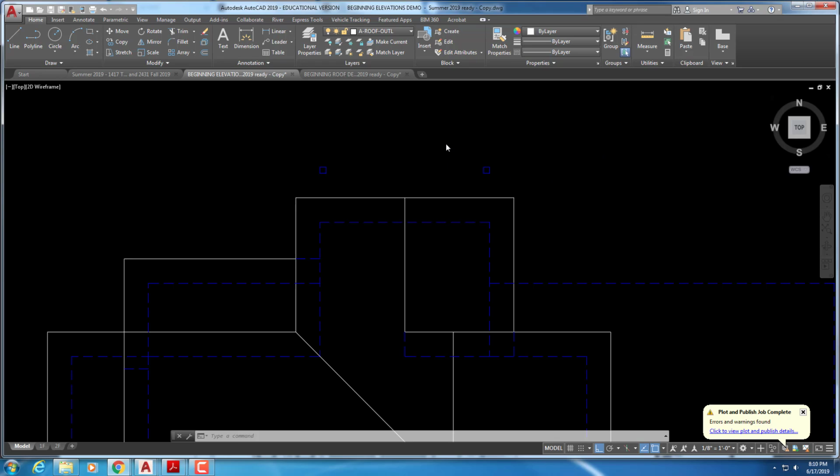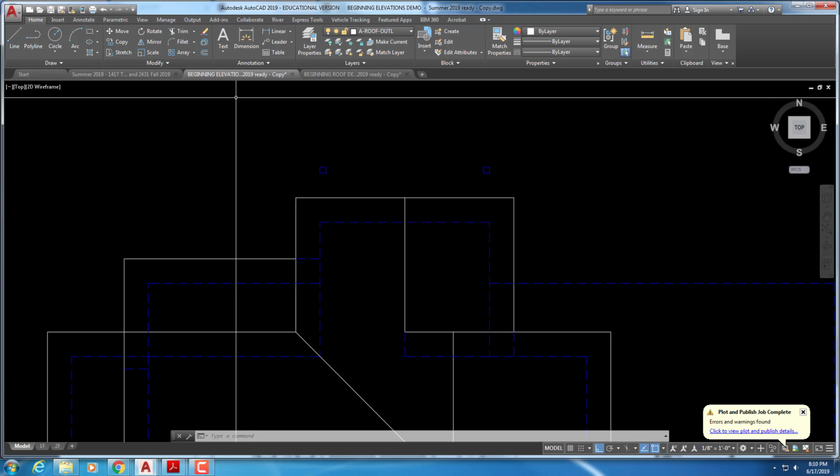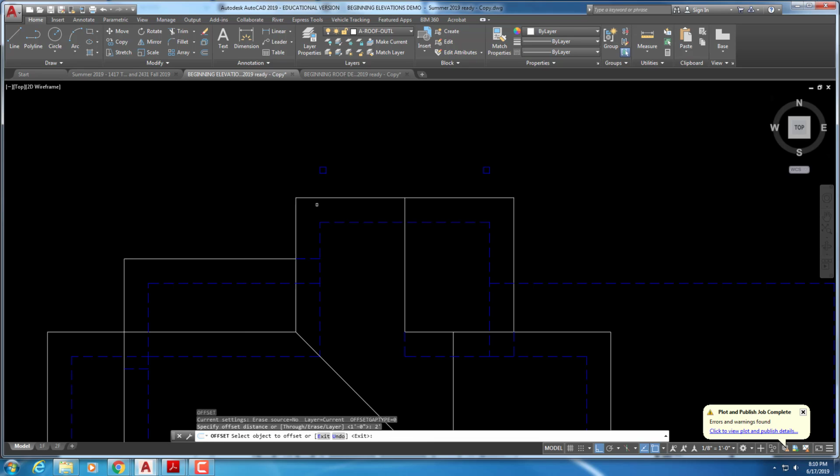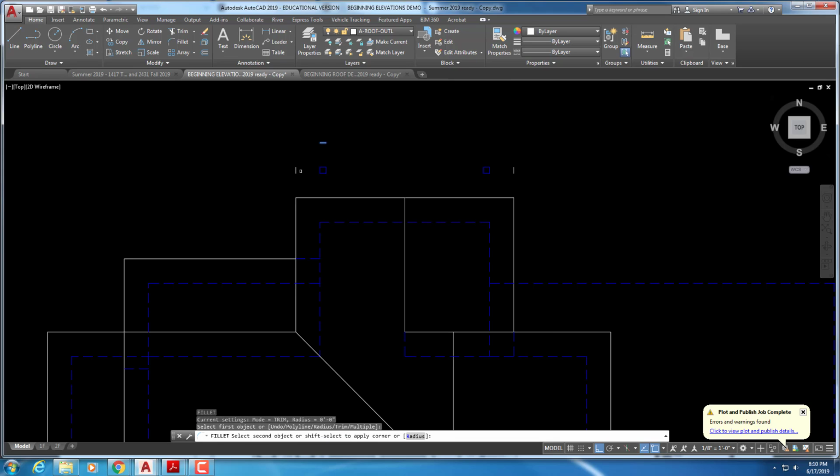So since this roof is all the same, it's going to be a 45, but it still has a 2-foot overhang. So offset 2 feet from the column this way, from the column that way, and also over here. And fillet those together.